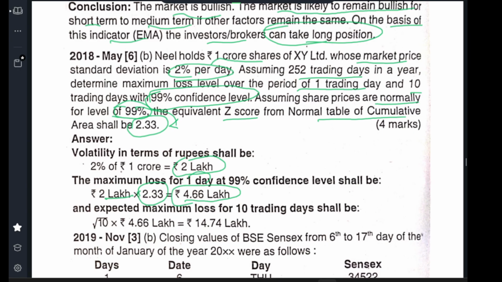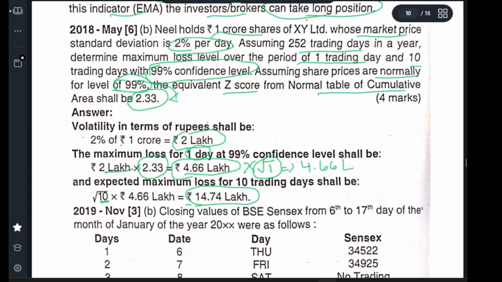For 1 day it is 4.66 lakhs. For 10 days, you multiply by root 10 instead of root 1. Root 10 times 4.66 lakhs is 14.76 lakhs. This is the answer.